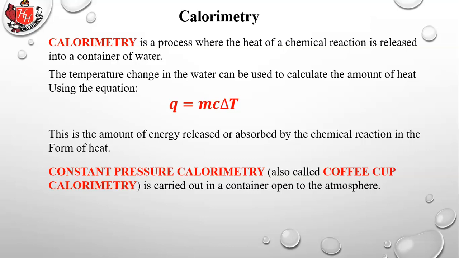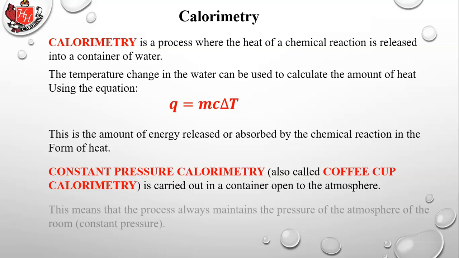So if we can measure the amount of heat or figure out the amount of heat, then we'll know how much energy came out of the chemical bonds. So this means that the process always maintains the pressure of the atmosphere of the room. That's constant pressure.